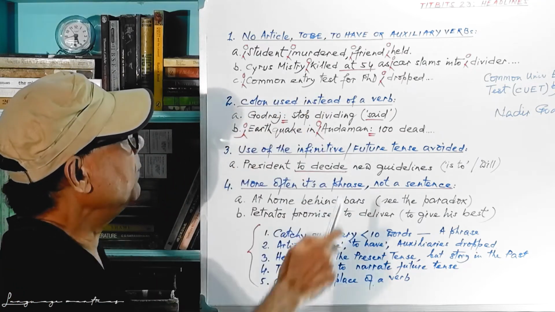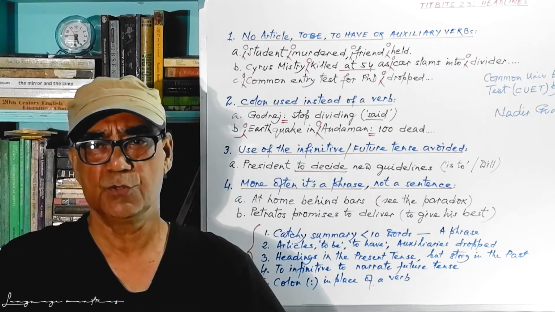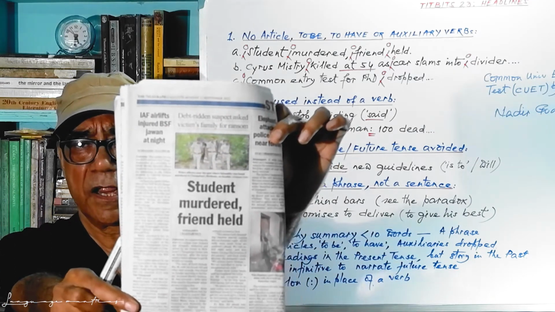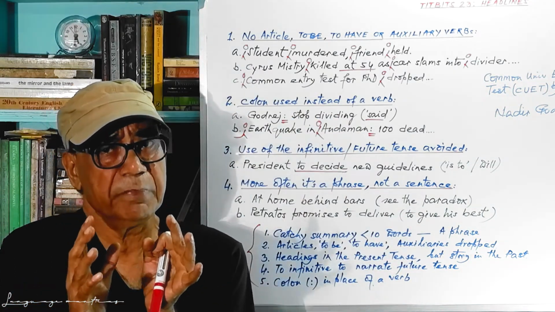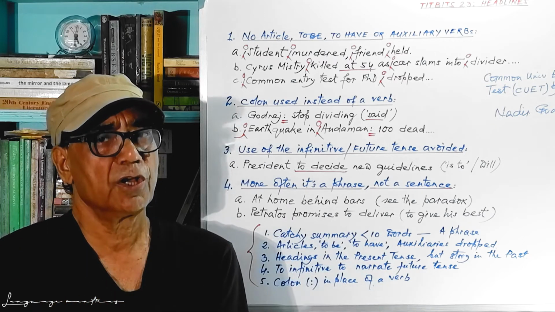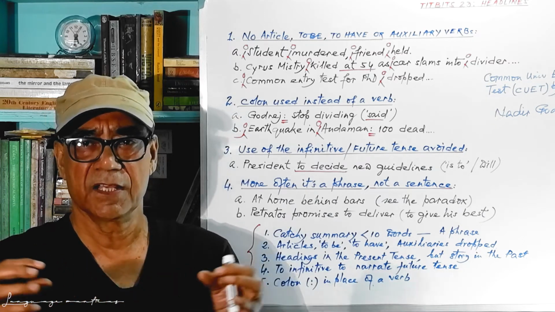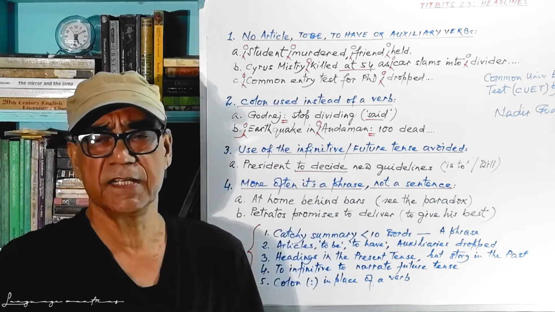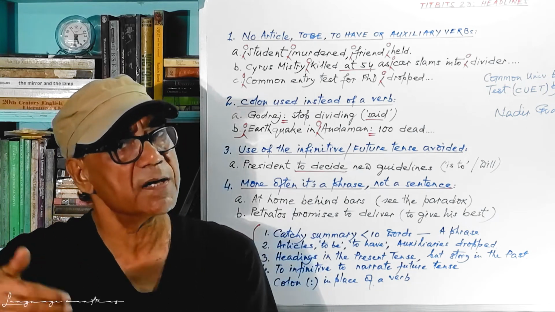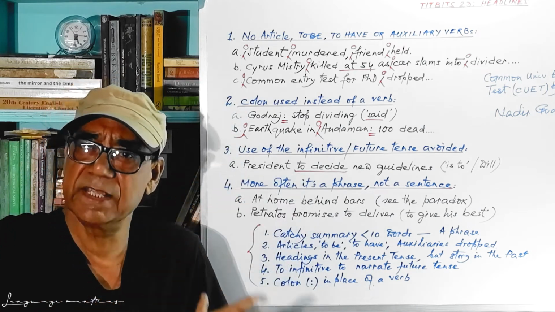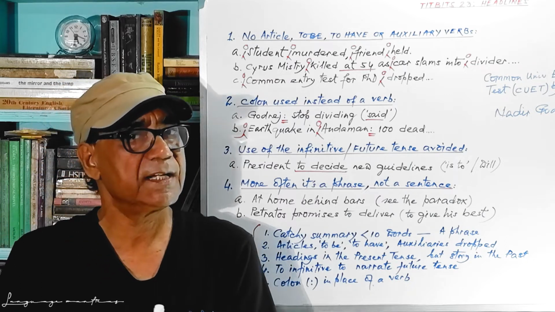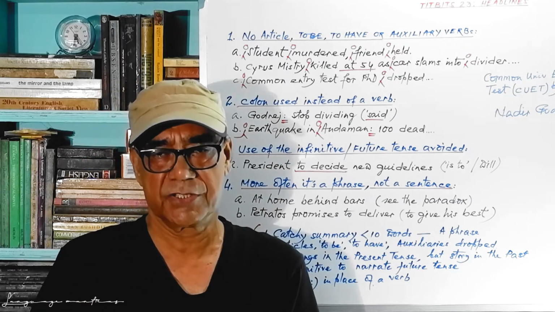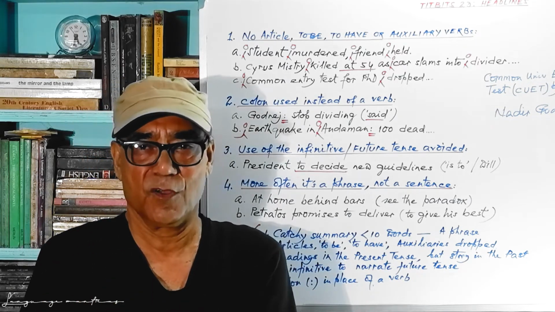Number 1, student murdered, friend held. You see it yourself. Student murdered, friend held. If you just try to make a meaning of this without supplying the units that are needed, you will make a mistake. Because student murdered, it simply means that a student murdered somebody. But when you read the news item, it will be clear that the student did not murder. It is the student who was murdered. So you see the area of confusion here.